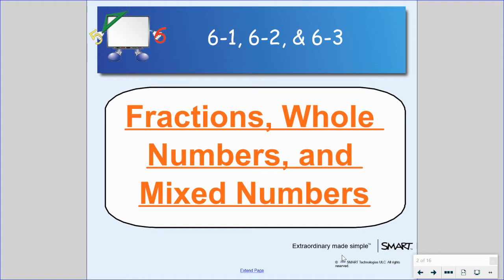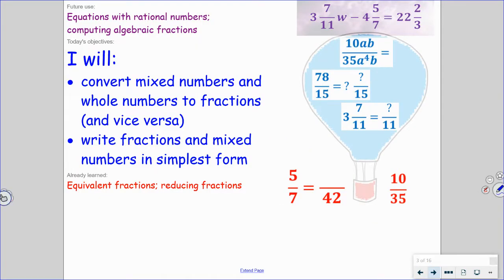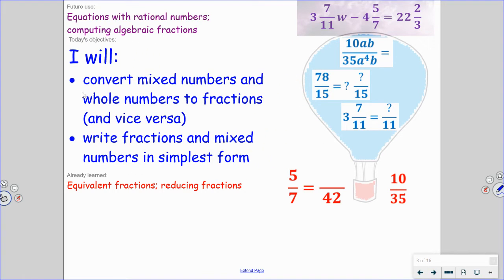But I believe that you know most, if not all of this already. Fractions, whole numbers, and mixed numbers. Goals for today are twofold. Firstly, we want to convert mixed numbers and whole numbers to fractions, or vice versa, which means, if you've never heard the Latin expression, you may turn it around. Here's what I mean. You take a mixed number, change it to an improper fraction, or take an improper fraction, change it to a mixed number. Then we will also review, because we've already done this, writing fractions or mixed numbers in simplest form.